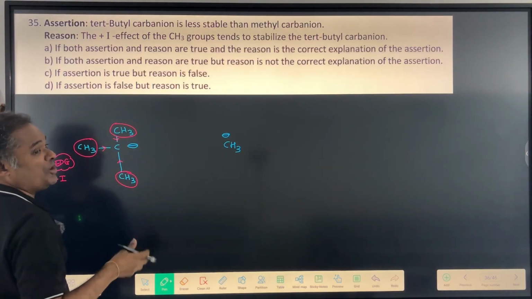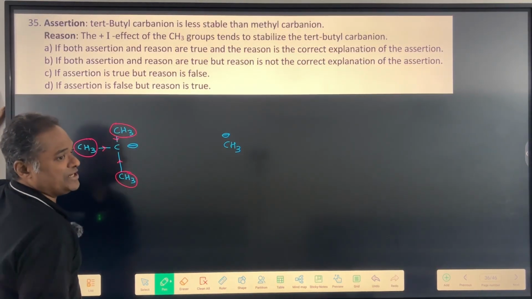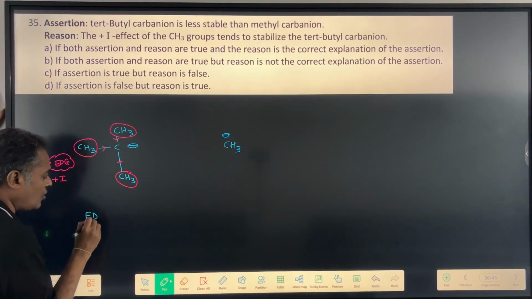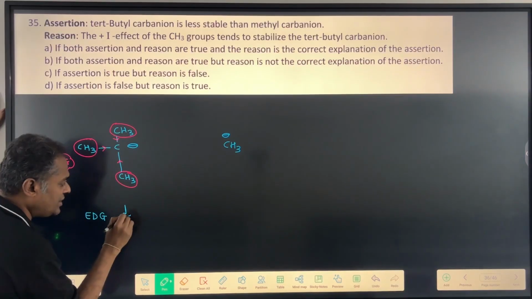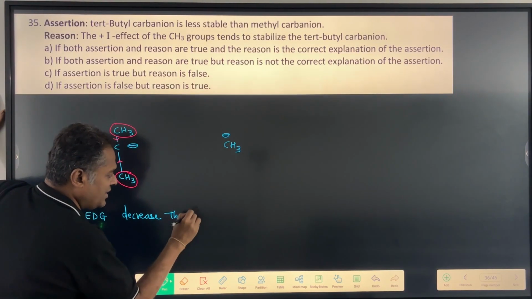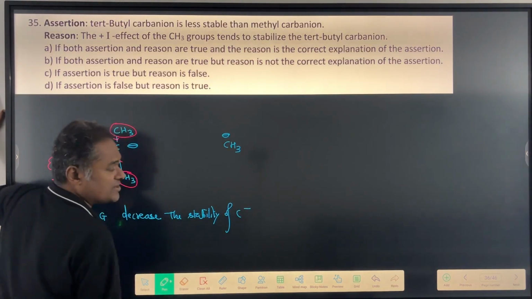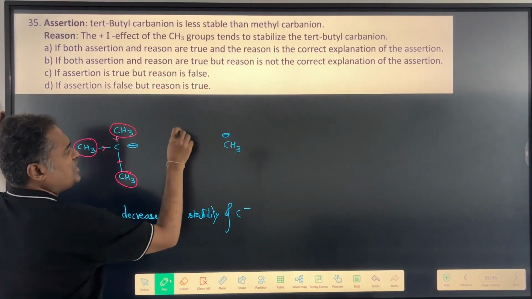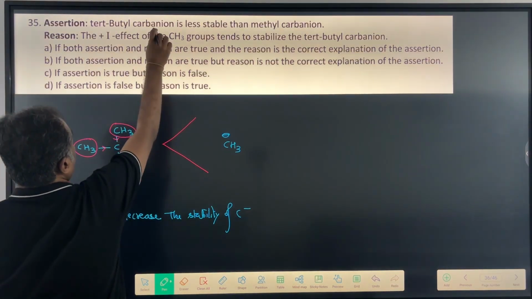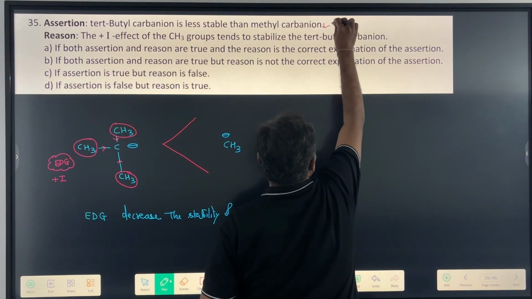Now, when they start donating electrons, just think what will happen. The electron density will keep on increasing more and more and repulsion will take place more and more, and if the repulsion energy increases, stability decreases. So in other terms, an electron donating group decreases the stability of C minus. So here your CH3 minus will be more stable than tert butyl, and they have also written that tert butyl carbanion is less stable than methyl carbanion. Yes, so this statement is correct.